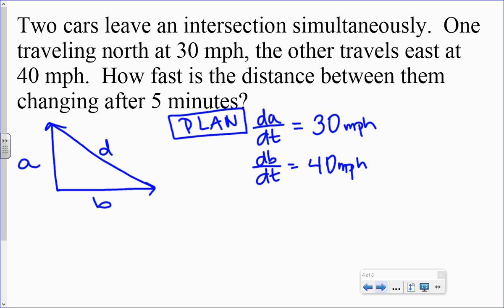Okay? How fast is the distance between them changing after 5 minutes? Are we looking for D? We are looking for dD/dt when time is 5 minutes.